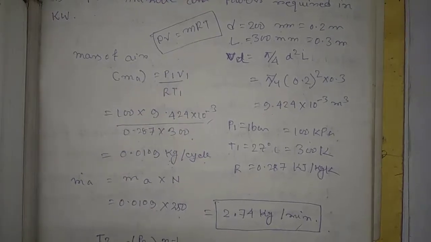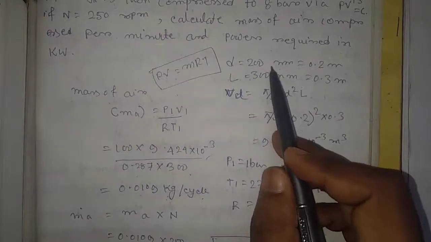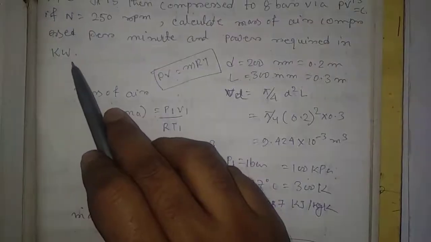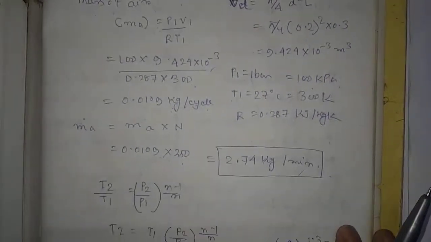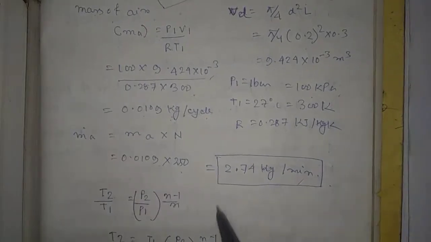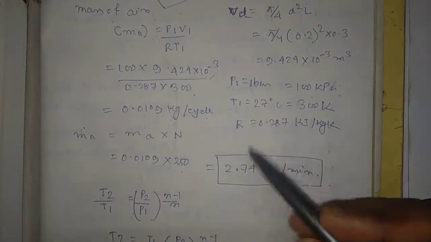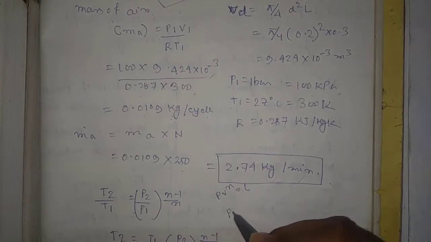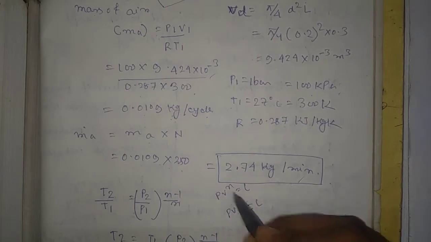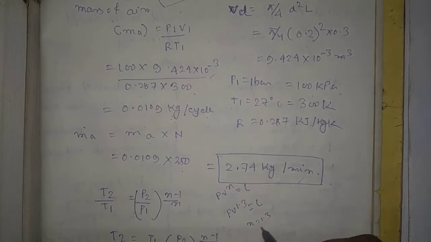Now in the second part you have to calculate the power required in kilowatt. What is the power required in kilowatt? Now as you know, the process is basically a polytropic process. The polytropic process follows the equation Pv to the power n is equal to constant. Here Pv to the power 1.3 is constant. The n value here is 1.3, no doubt.